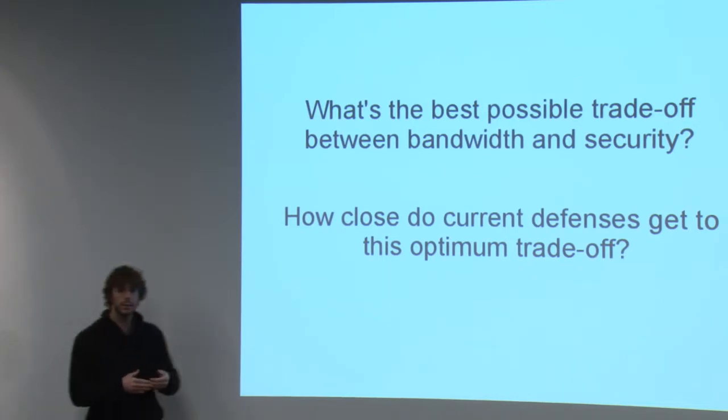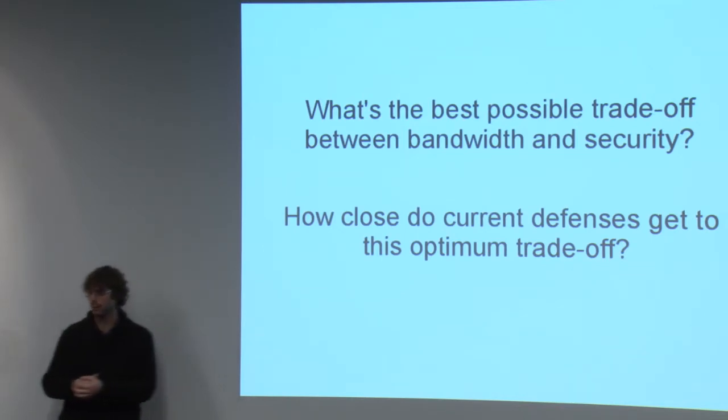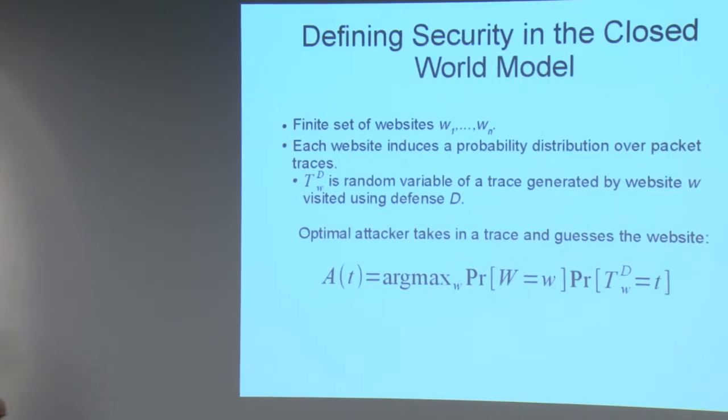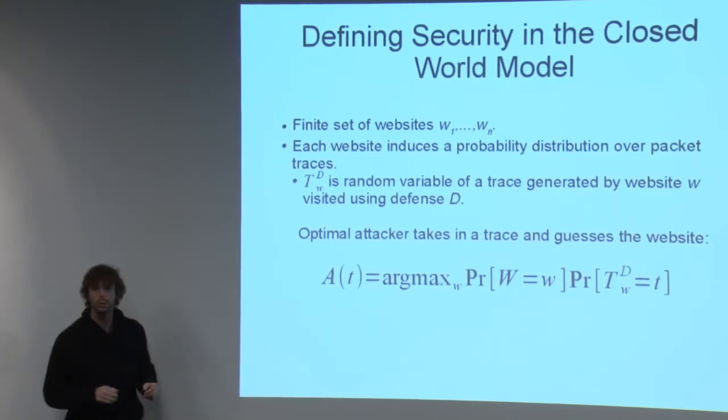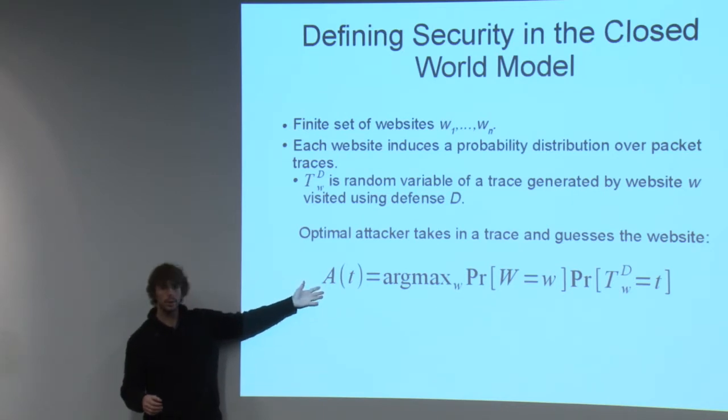Because if you think about a defense that's operating particularly at a network level, it can't really delete data. It can only add cover traffic. It can pad packets out or add other cover traffic to hide what you're doing. And so the question we started thinking about was, how much cover traffic do you have to add to get a certain level of security against an attack? And how close do some of the current defenses get to that trade-off? So first of all, we had to define an ideal attacker.